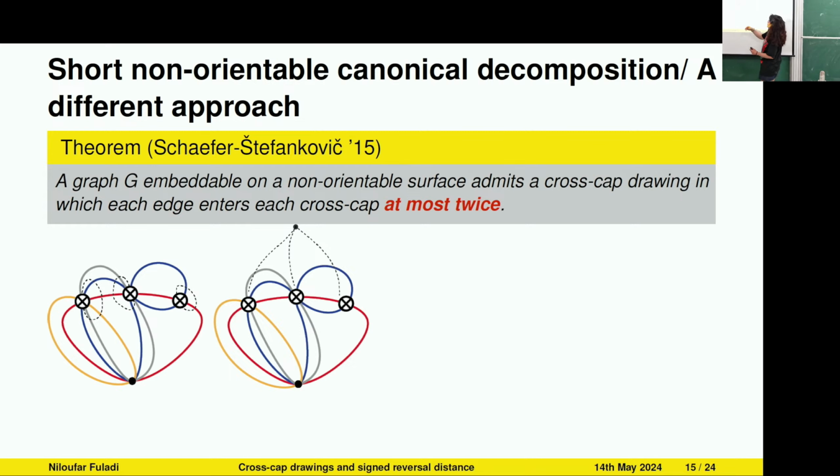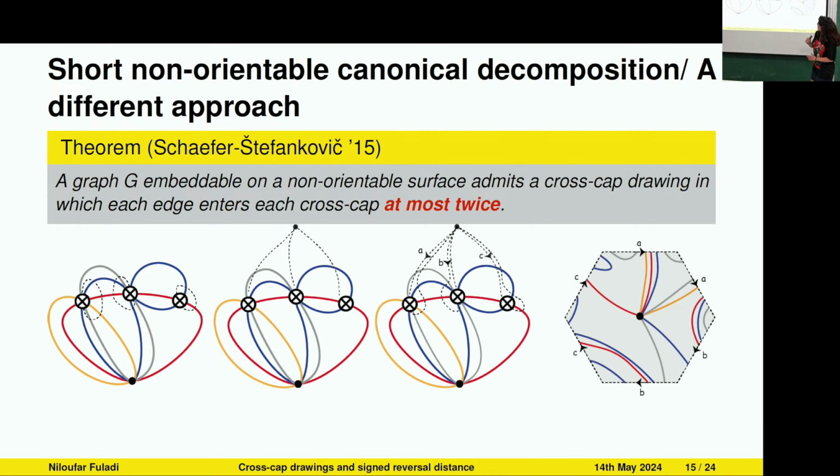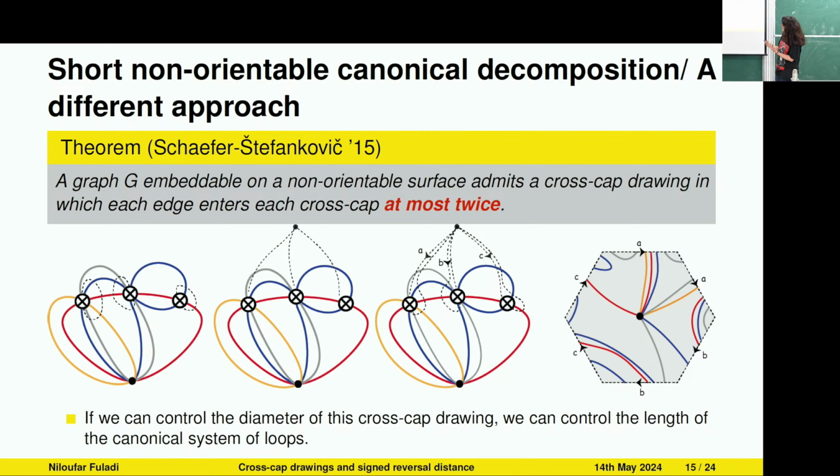If I had a way to find paths from each cross gap to a certain point, and make sure that these paths are not that long, then I could make these curves by following the path, going inside the cross gap, going around it, and going back. And if you look at the order of edges around this, it would be A, A, B, B, C, C, and that's my decomposition, right? This would solve the problem. So the whole thing is now reduced to controlling the diameter of the drawing that I'm going to get from the algorithm of Schaefer and Stefankovic.